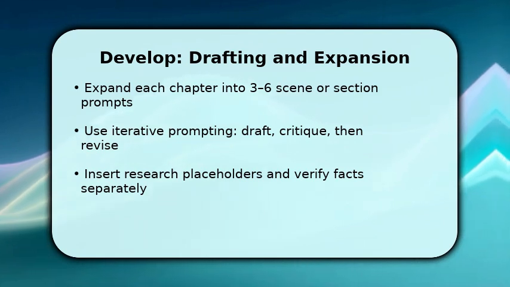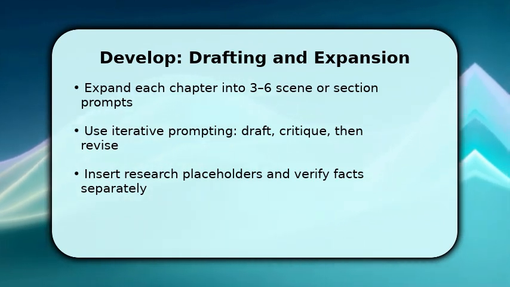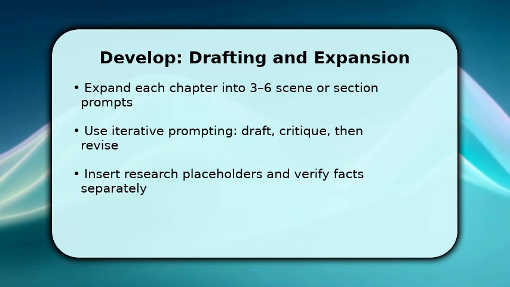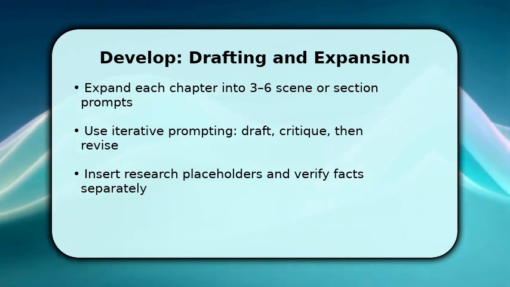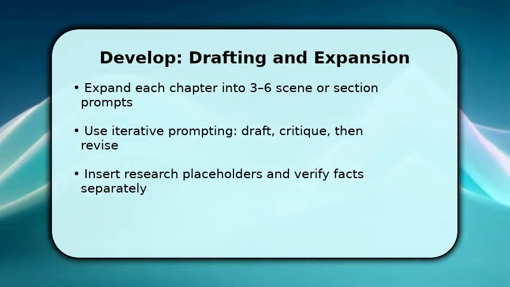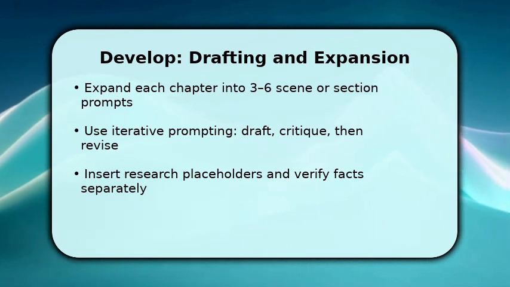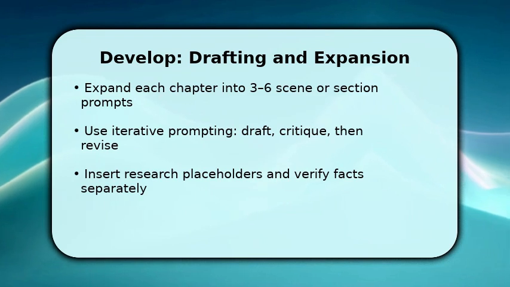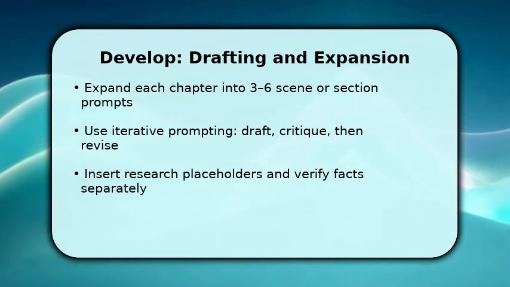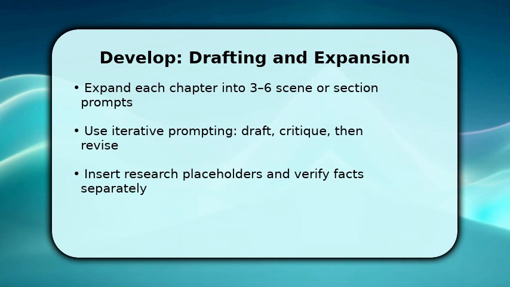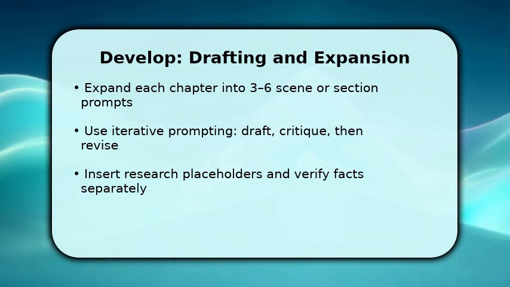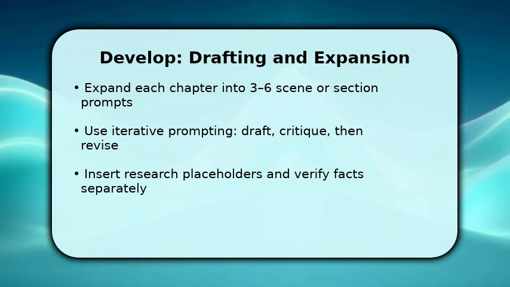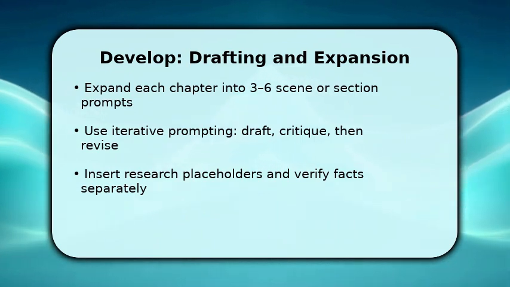Ask the AI to draft each section, then switch roles. Have it critique and rewrite with focused instructions on tone or pacing. Once a draft exists, run targeted prompts for transitions, character beats, or evidence linking ideas. This creates cohesion. Make sure to insert research placeholders where you need verified facts, and plan a separate pass to check and annotate sources before finalizing content.